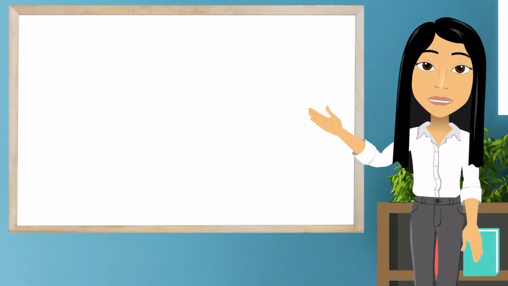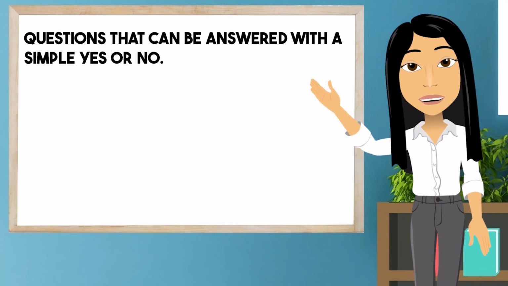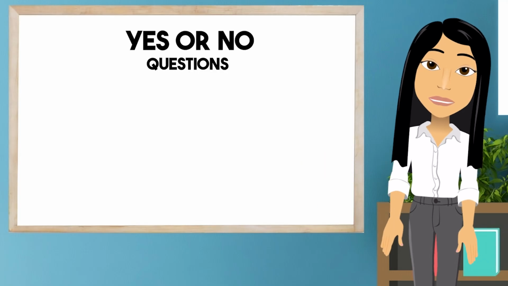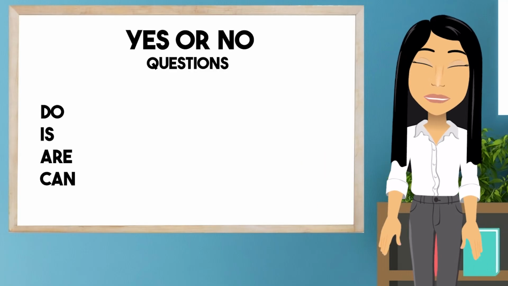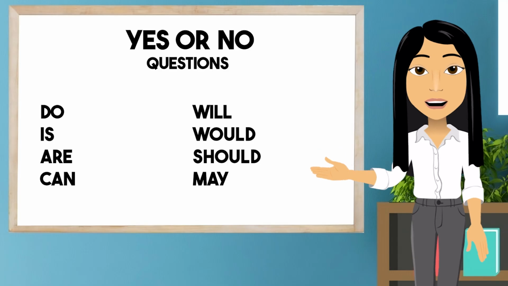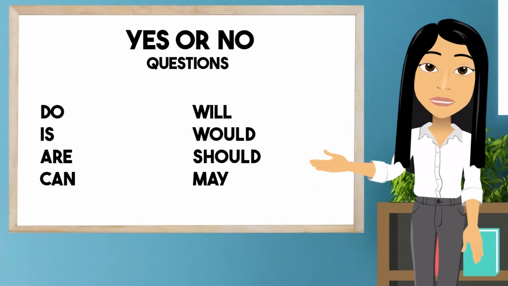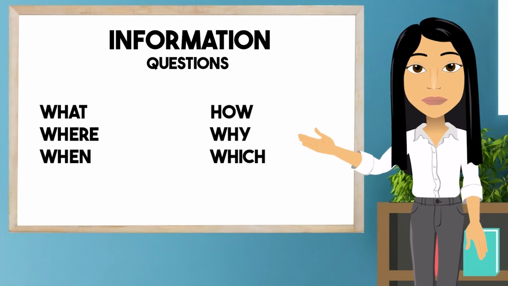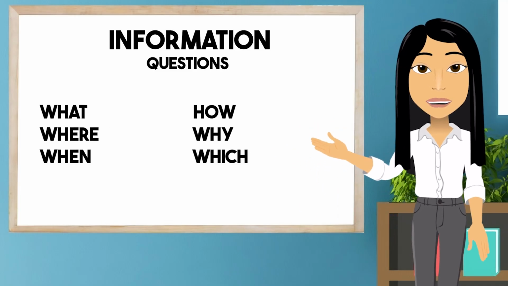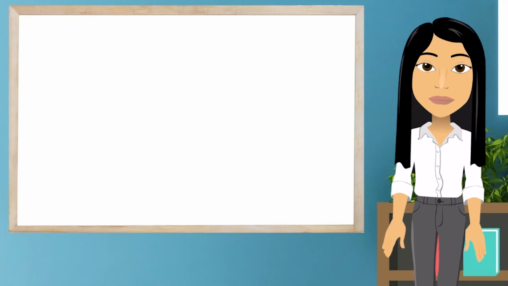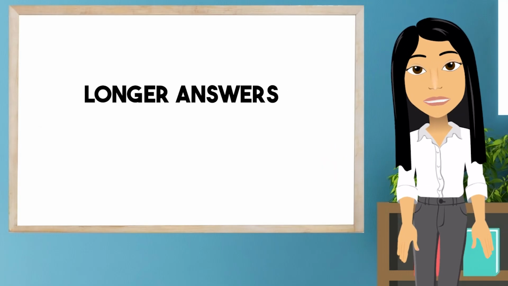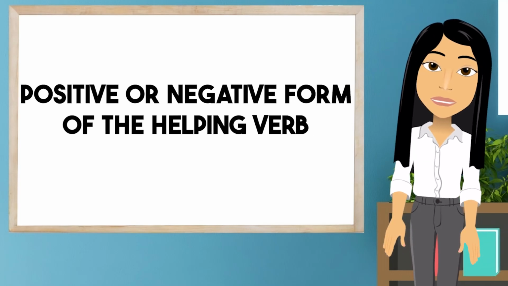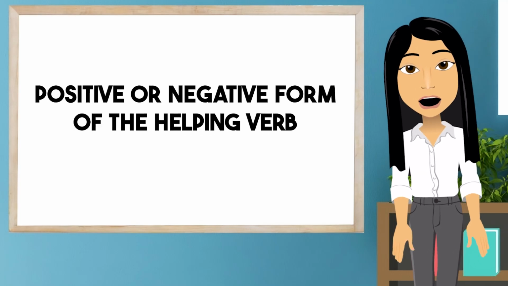There are two main types of questions in English: questions that can be answered with a simple yes or no, and questions that require a more detailed response. Yes or no questions will often start with words such as do, is, are, can, will, would, should, and may. On the other hand, information questions are asked with the interrogative words what, where, when, how, why, and which. These questions generally require longer answers to provide the specific information requested. Notice that each of these questions is answered with the positive or negative form of the helping verb.